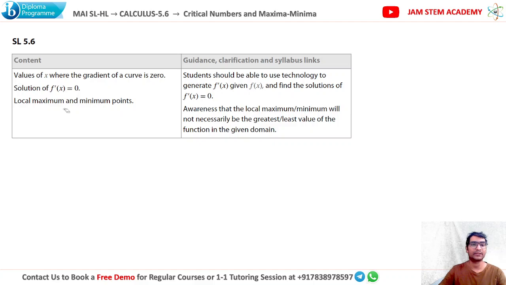local minima points. The main thing is we have the first derivative test and the second derivative test for finding the local maxima and local minima as well, but here we will use the first derivative test in the MAI SL course, and in the MAI HL part we will learn how to use the second derivative test also.